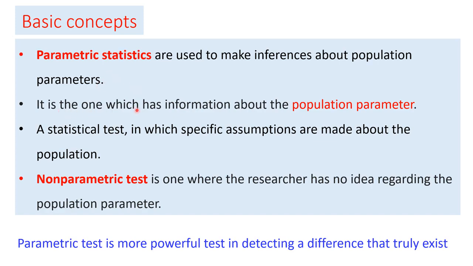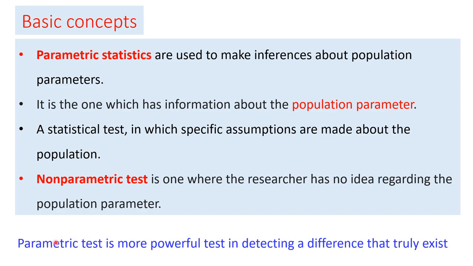Parametric statistics is the one which has information about the population parameters. So in parametric statistics, we do have knowledge about the population parameter. Parametric statistics is where specific assumptions are made about the population. In the case of parametric statistics, we do have specific assumptions that we have to consider. On the other hand, a non-parametric test is the one where the researcher has no idea or no knowledge regarding the population parameters, and there is no assumption in the case of non-parametric tests.